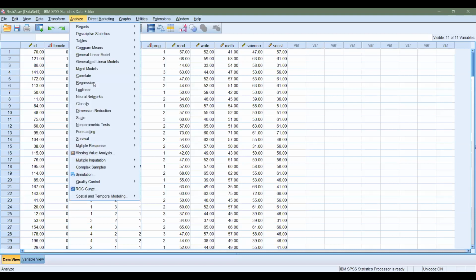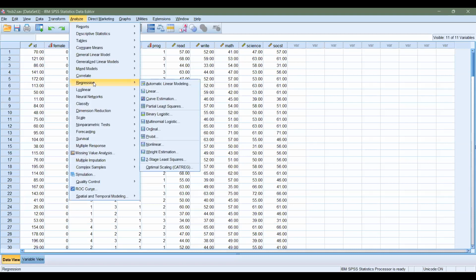Okay, now our y variable is a numeric variable. Then we have to go to linear regression. Okay, I'm going here and this window will pop up.